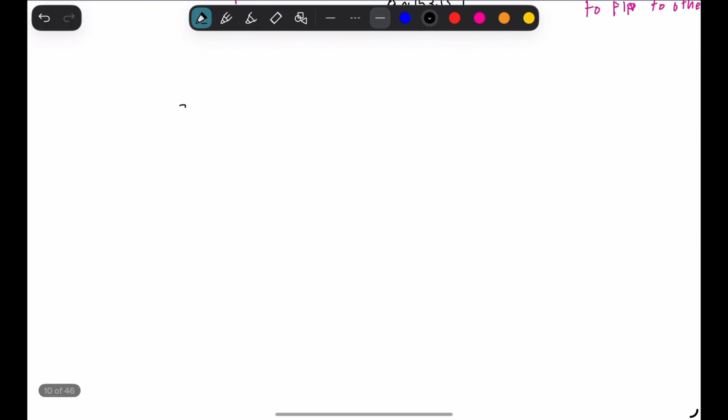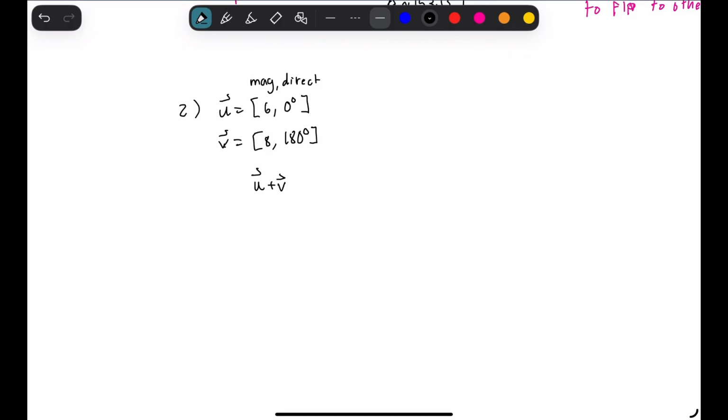Let's do this again. So we have a vector u with a magnitude of 6 and a direction of 0 degrees. That's your magnitude. That's your direction. We know that vector v is going to have a magnitude of 8 and a direction of 180 degrees. So we want to find u plus v. What we're going to do is convert these into component form because they're conveniently on angles that we know, 0 degrees and 180.